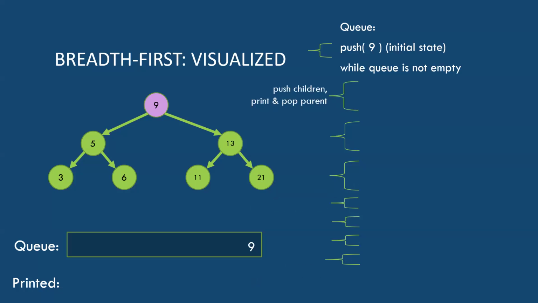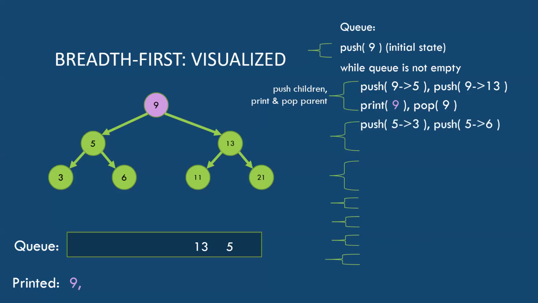We say, okay, I want to pop what's at the head and then push its children in the back. So we're going to pull out the 9, push the 5 and the 13, and document the 9, right? So we got the 9 out, we print it, pop it, and now we just have the 2 children there. So that's our breadth level 1. Now we do the same. We grab the 5, we push its 2 children, 3 and 6, right? And then we print the 5 and pop the 5, okay?